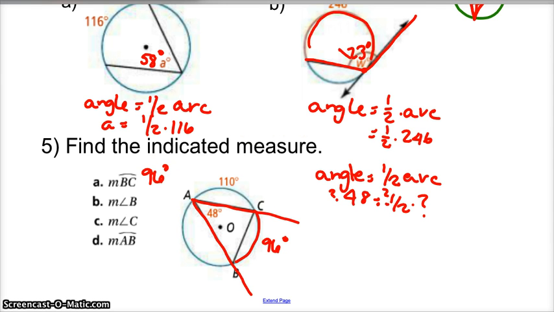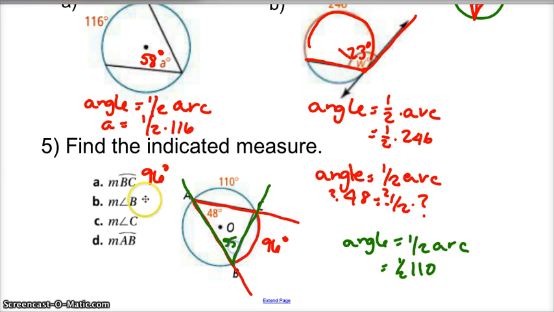It's asking you to find the measure of angle B. Well, angle B is this one right here. I'm going to extend it out in green. If you notice, it's intercepting this 110, and the angle is always equal to half the arc. Here the arc is 110, so half of it means that this angle is 55.